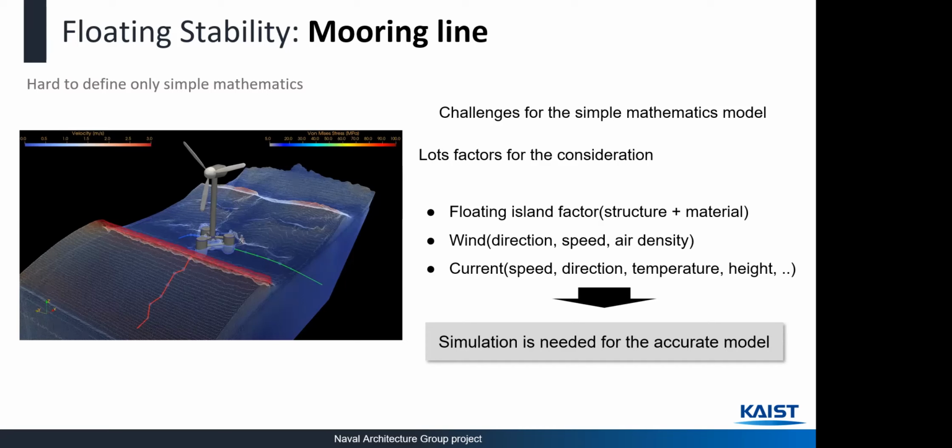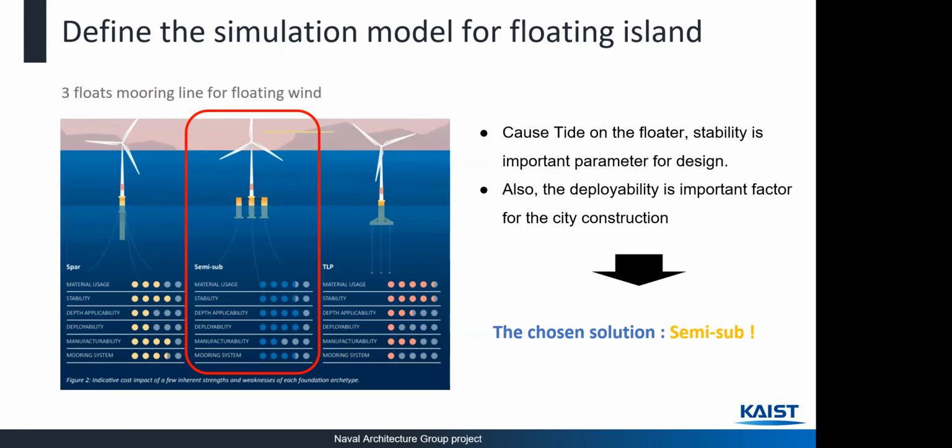So we need simulation for accuracy. We need simulation to define an accurate model. We have to define the model for the simulation. So we figured out an example for applying the simulation.